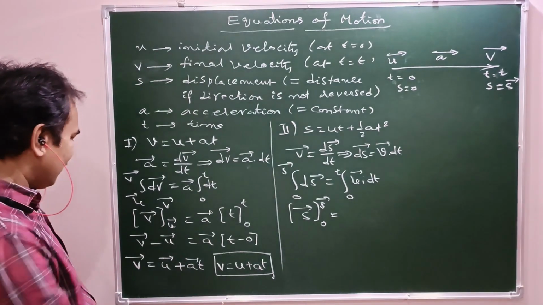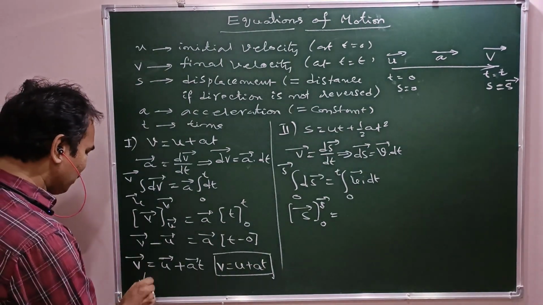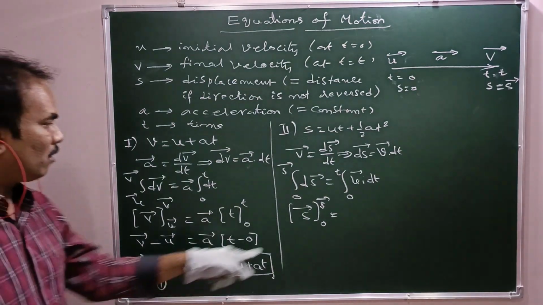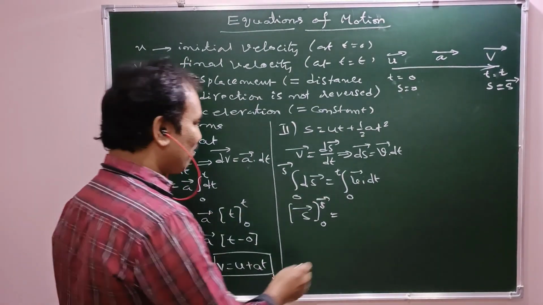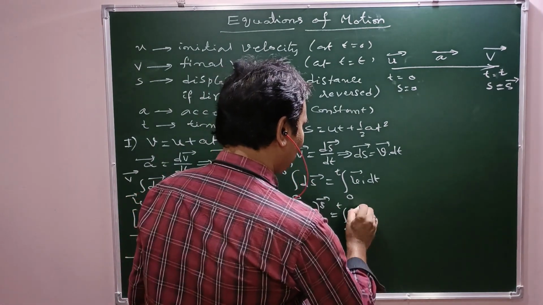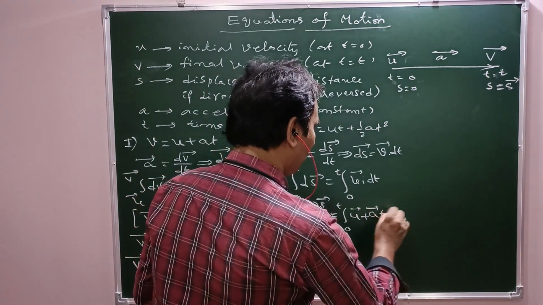v bar means what? Here, see, this is the first expression, as in example number 1: v bar equals u bar plus at. So eliminate v bar by writing u bar plus at. So the integral is from 0 to t of u bar plus a bar into t.